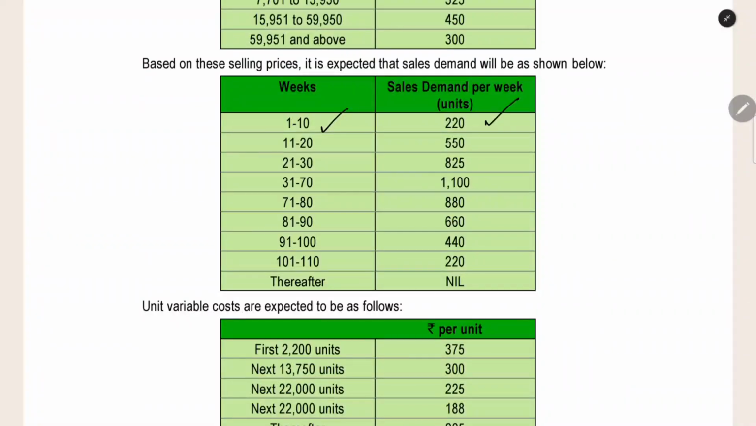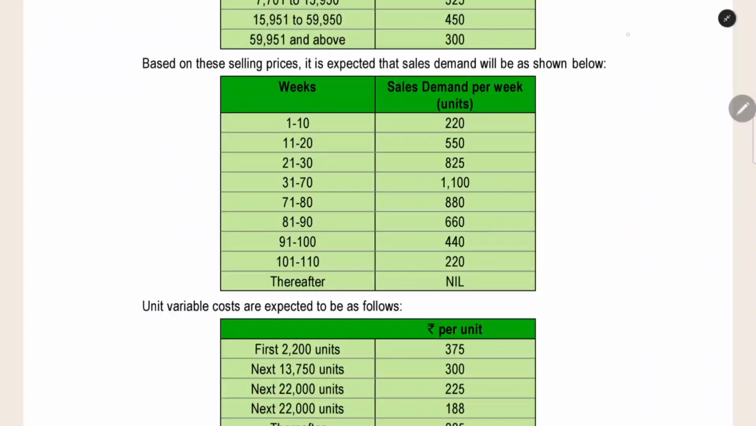This sales demand they are giving per week. For 1 week, it will be 220. For 10 weeks, 220, you will get 2,200. This will be the sales demand total for week 1 to 10. Same like this, every 10 weeks, they are giving the sales demand per week. We have to multiply by 10 in order to get to the total sales demand during the 10 weeks.